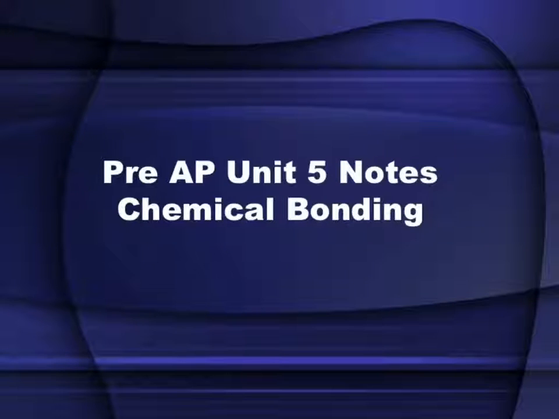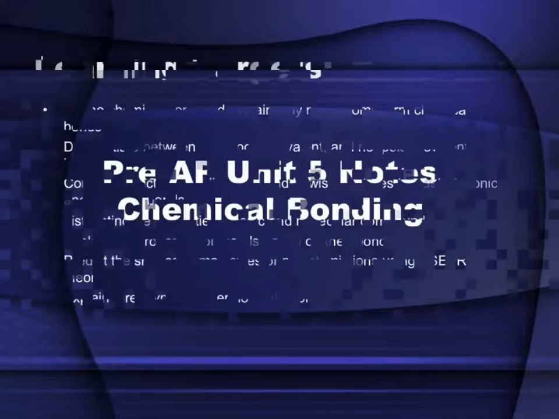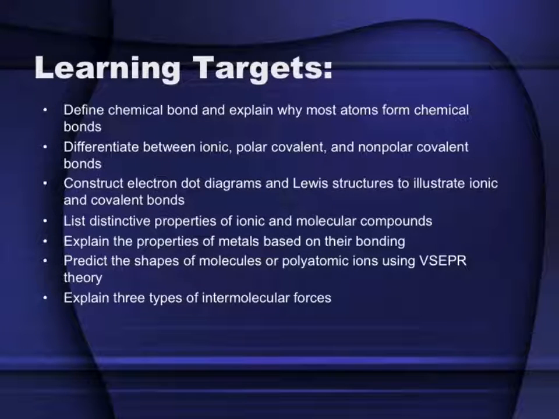All right, so Unit 5, chemical bonding. Your learning target: by the end of this unit, you should be able to define what a chemical bond is and why we form chemical bonds, differentiate between ionic and these different types of covalent bonds, construct electron dot diagrams, you already know how to do that, and Lewis structures.